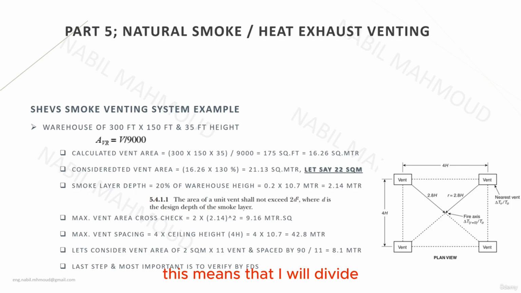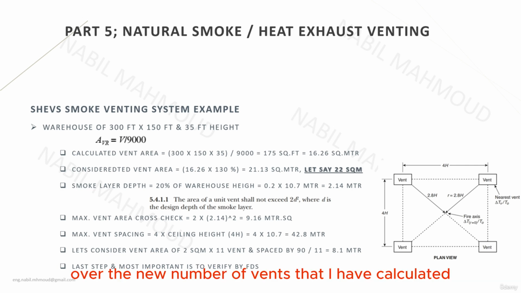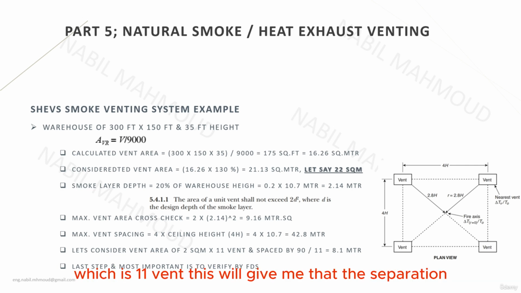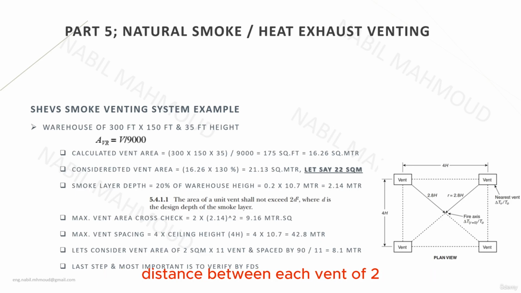This means that I will divide the entire length of the warehouse, which is 300 feet or approximately 90 meters, by the number of vents that I have calculated, which is 11 vents. This will give me a separation distance between each vent of 2 square meter area equal to 8.1 meters, and this is calculated in step number 6.